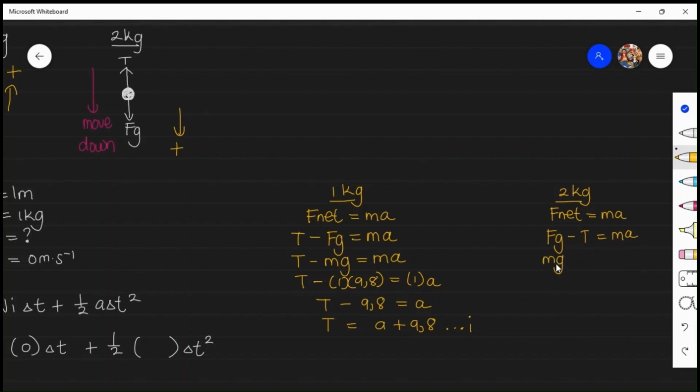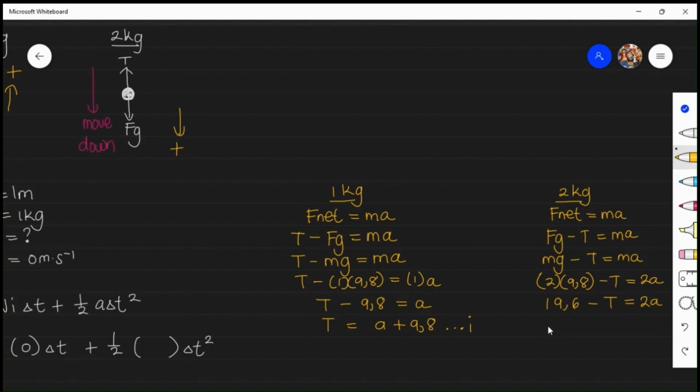I can break up Fg into mass times gravitational acceleration, and then I can start to substitute. So my mass is 2 kg times 9,8 minus T equals 2a. From this point, I can put that into my calculator and get 19,6 minus tension equals 2a. Now keep in mind, I want to solve for tension. I want tension to be the subject of my formula. So for this particular equation, I'm solving for tension because I want to have acceleration in my simultaneous formula.